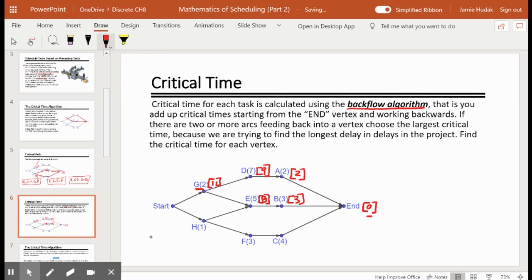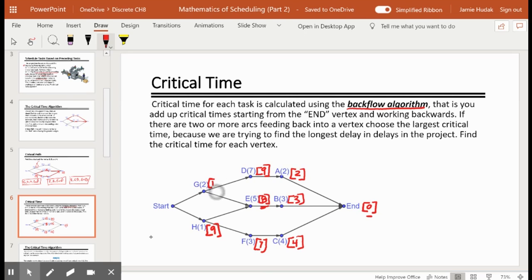I'm going to take the 0 from end and add it to the 4 on C. That gives us a critical time of 4. And now I can take the 4 from C and add it to the 3 from F. That gives us a critical time of 7. And when we get to H, we see once again we have a choice to make. Which critical time are we going to add to H? Well, we have a choice between 8 or 7. We always choose the larger because we want to know what is going to be our delay. So we're going to add a critical time of 8 to H's 1. So H now takes 9 units of time. That's the longest path from H to get to the end vertex.